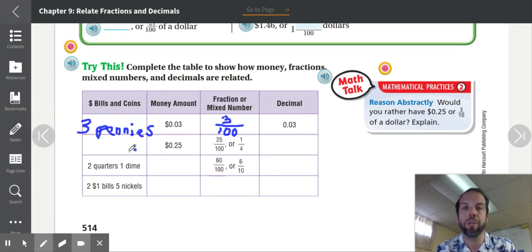All right, this one, the next row, they give us the money amount and the fraction, and they don't give us the bills again, and now the decimal. All right, so I'm looking here, and again, 0 wholes, and it looks like 25 cents.